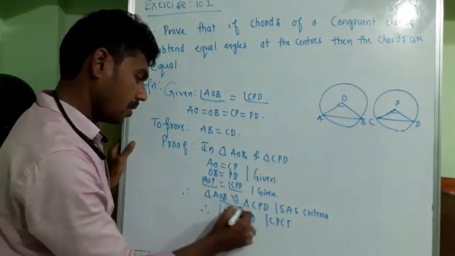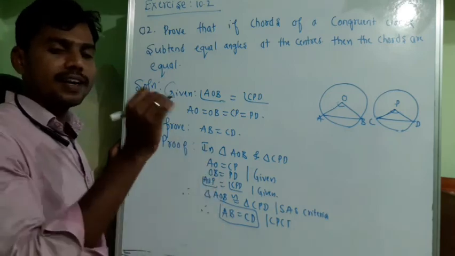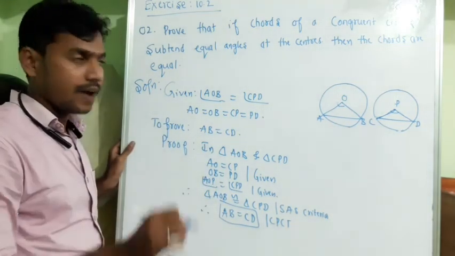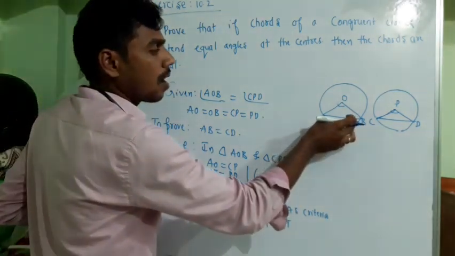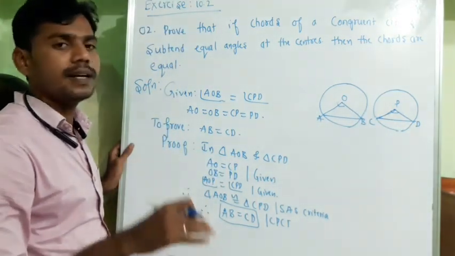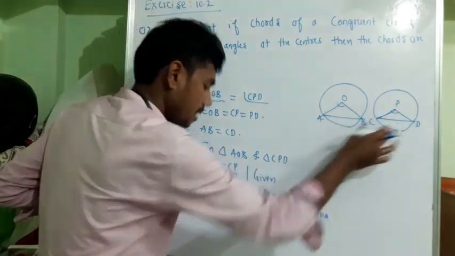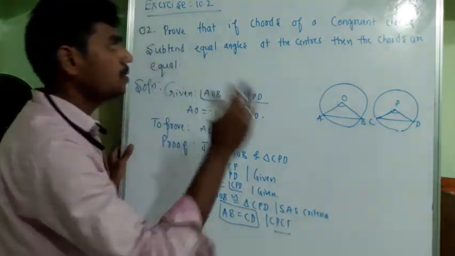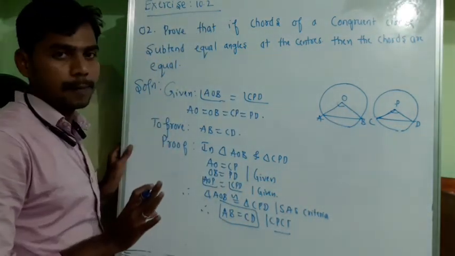So we proved that if the angles subtended by the chords of congruent circles at the center are equal, then the chords are equal. We proved this. Please note this down. This concludes exercise 10.2. Thank you.